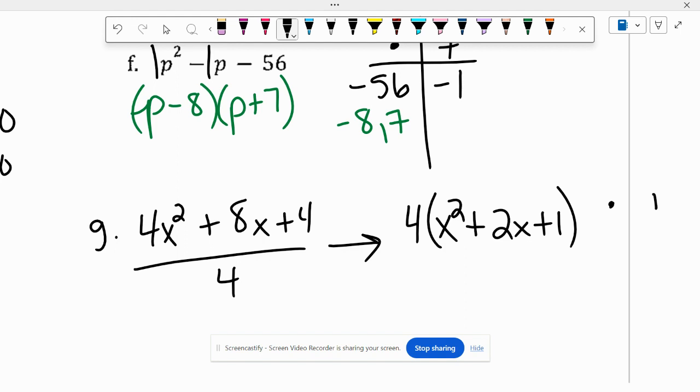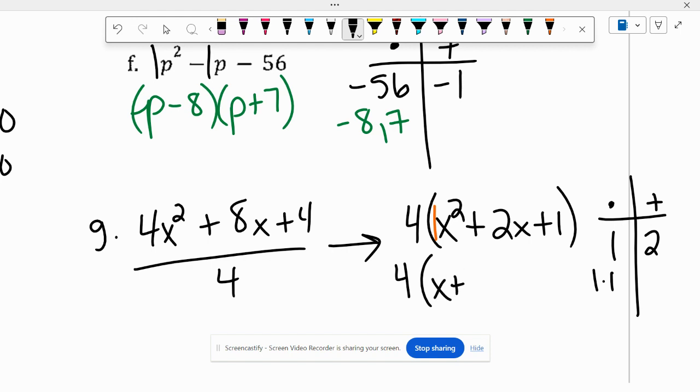So what is my product that I'm looking for? Well, 1 times 1 is 1. And what is the sum that I'm looking for? 2. What can I multiply together to get 1 that when I add it, I get 2? Yeah, 1 times 1. See, your leading coefficient is, what's the value of A? It's 1. So the factors that I choose are the factors that I use. X plus 1 times x plus 1.